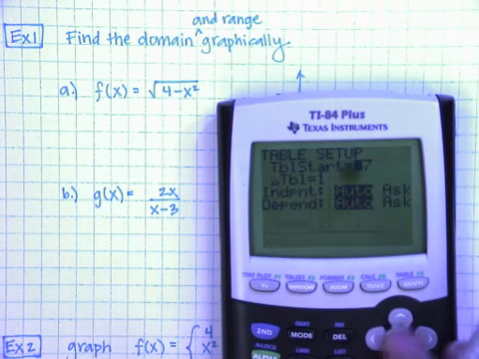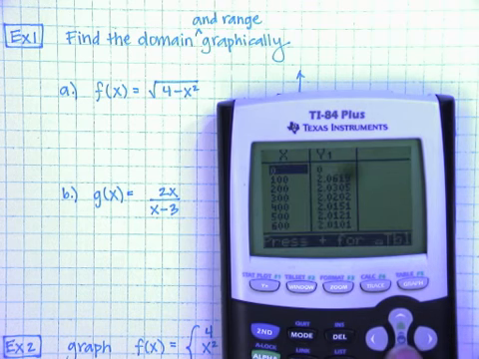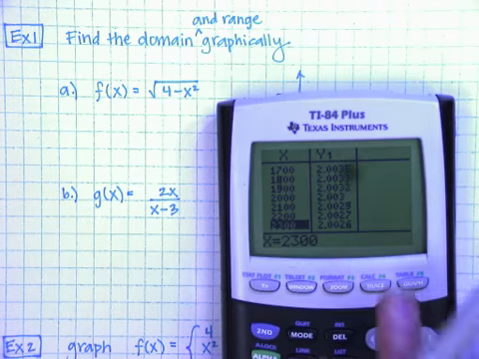And I could go ahead and change my table settings. I could start my table at 0 and make it change by 100. So now my table is going to scroll faster. And notice as I'm scrolling through, it's still never getting to 2. It's never actually going to hit 2.